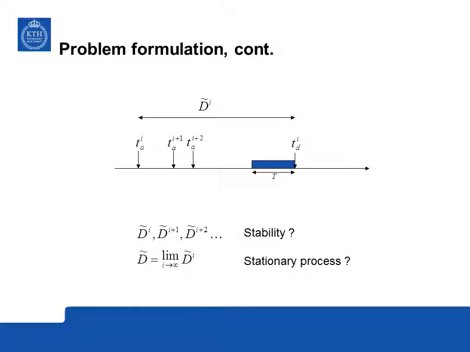And we are interested in finding out whether this sequence of d tilde i, d tilde i+1 and so on is a stationary process, meaning that there is a variable d tilde that can be seen as the limit of d tilde i when i goes to infinity, meaning that the statistical properties of d tilde will be independent of i, or independent of the time when the packet is transmitted.